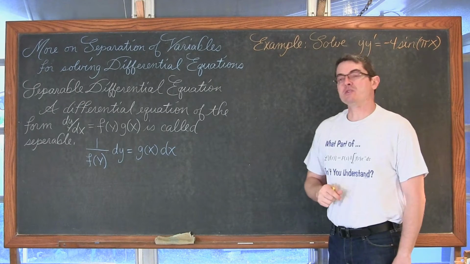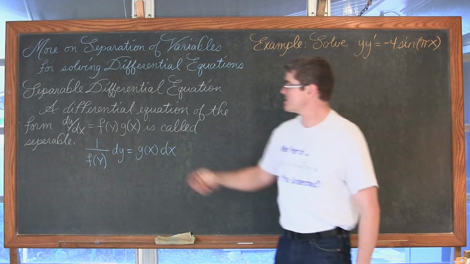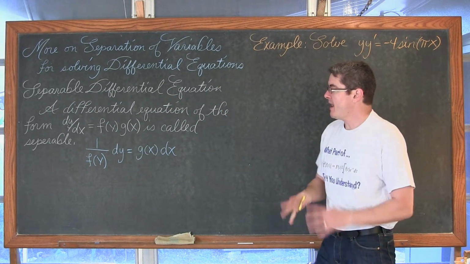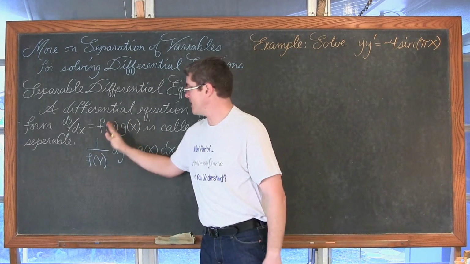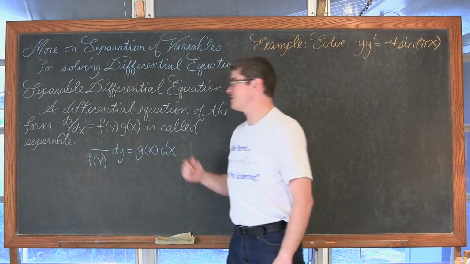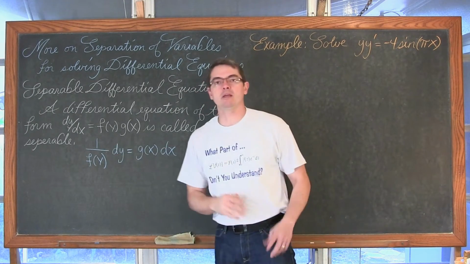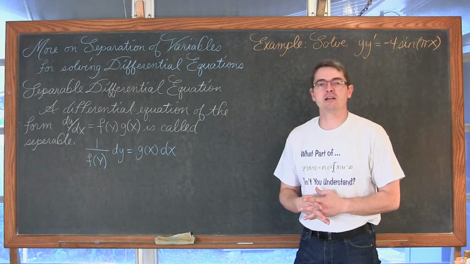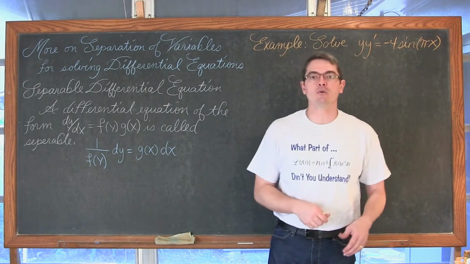A separable differential equation is a differential equation of the form dy/dx is equal to f of y times g of x. And if we can rewrite that, the way the definition is written, by dividing both sides by f of y and moving our dx over to the other side, once we separate our two variables of interest, we will be finding the indefinite integral of both sides of our equation with respect to whatever that isolated variable is.